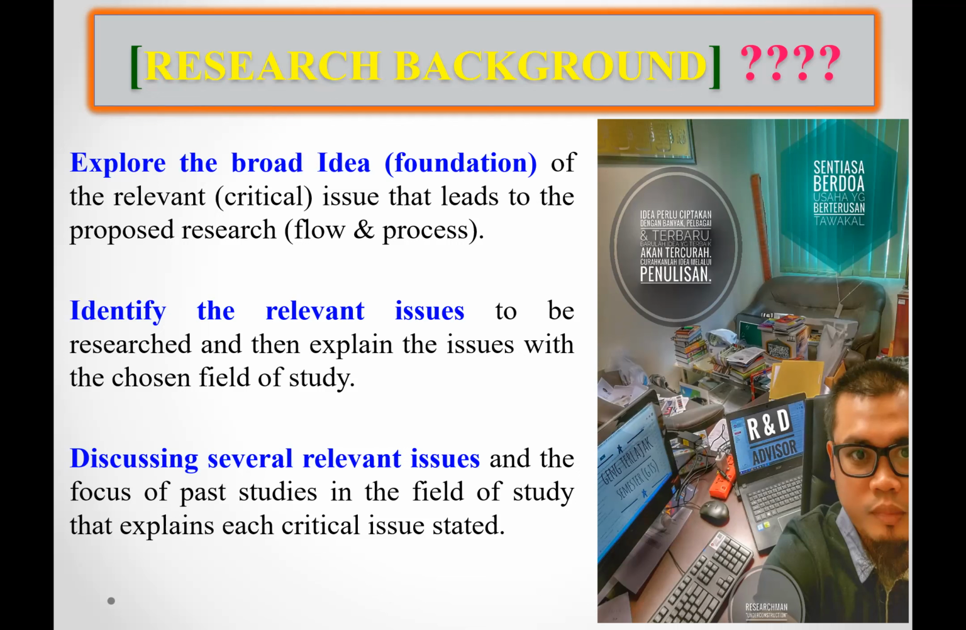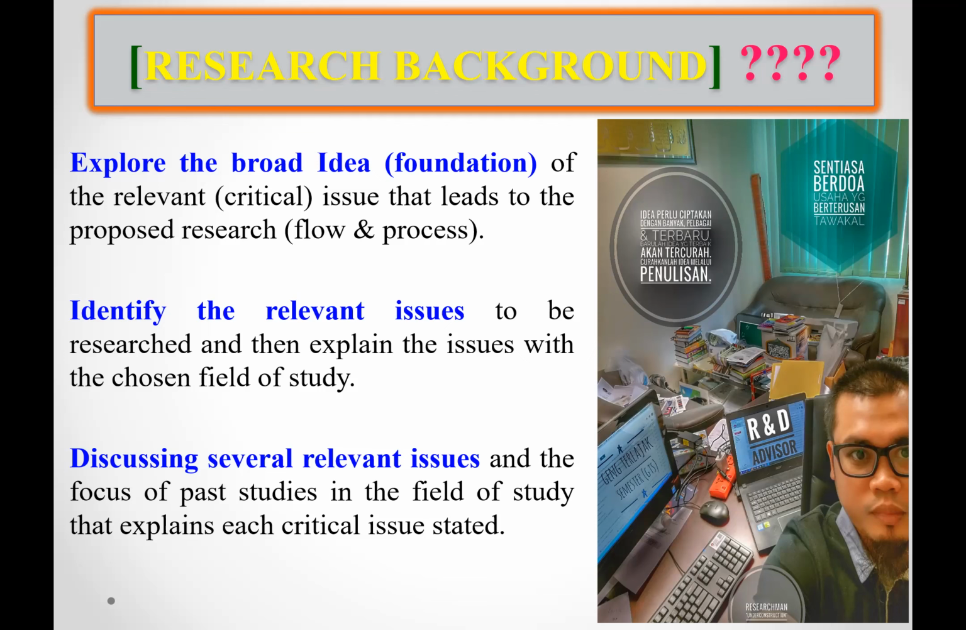What is the relevance or the critical issues that lead to the proposed research? The most important thing, when you write sentence by sentence, paragraph by paragraph in your research background, is that you try to give an issue that is more critical and more important, and in order to solve this issue, we need research. That is what you should highlight in your research background. Identify the relevant issues. It is okay for the beginning, when you start the research background for the first round, don't try to be perfect. Don't take it too seriously. Whatever you think is a good issue, you just write.